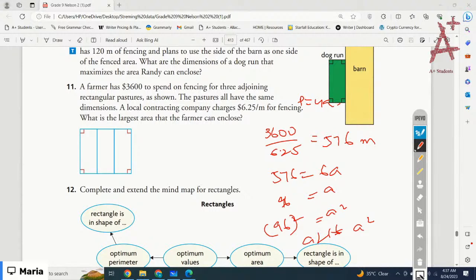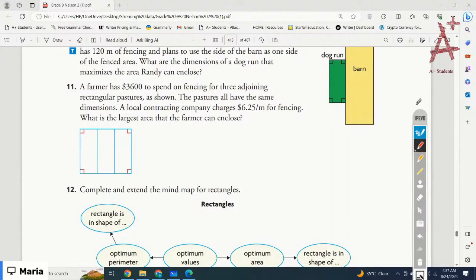Okay, the next one is complete and extend the mind map of rectangles. Okay, you can do the mind map on your own.